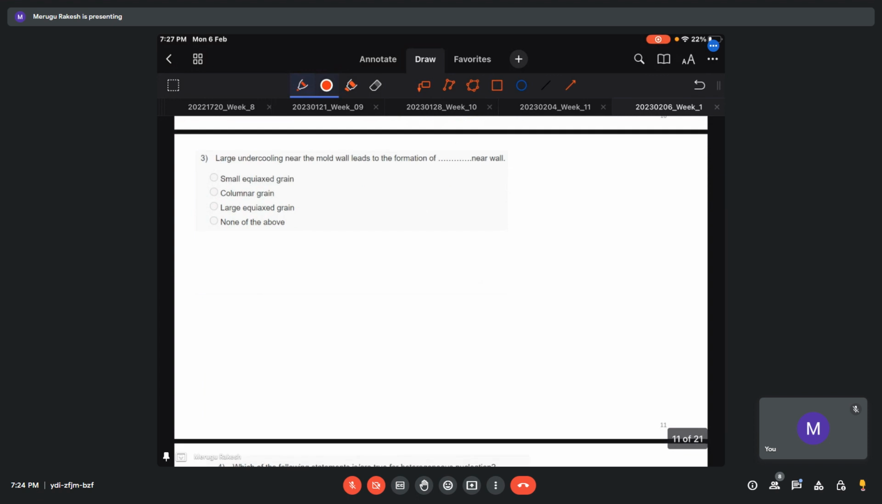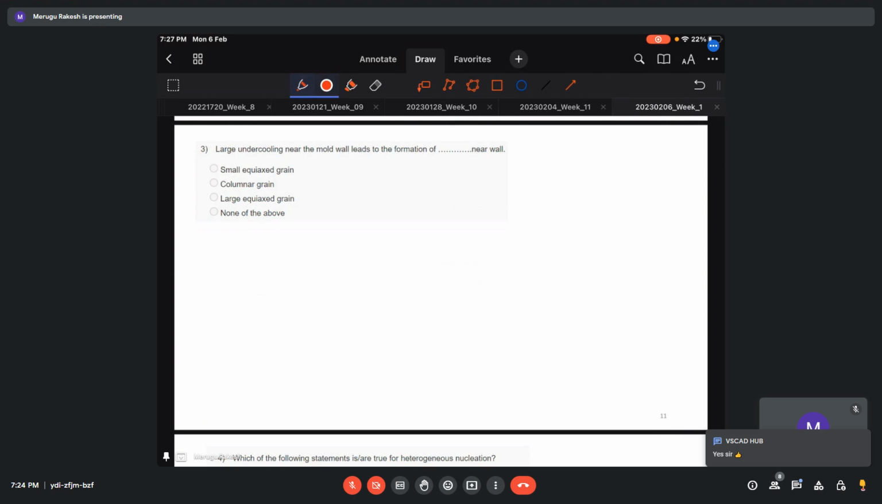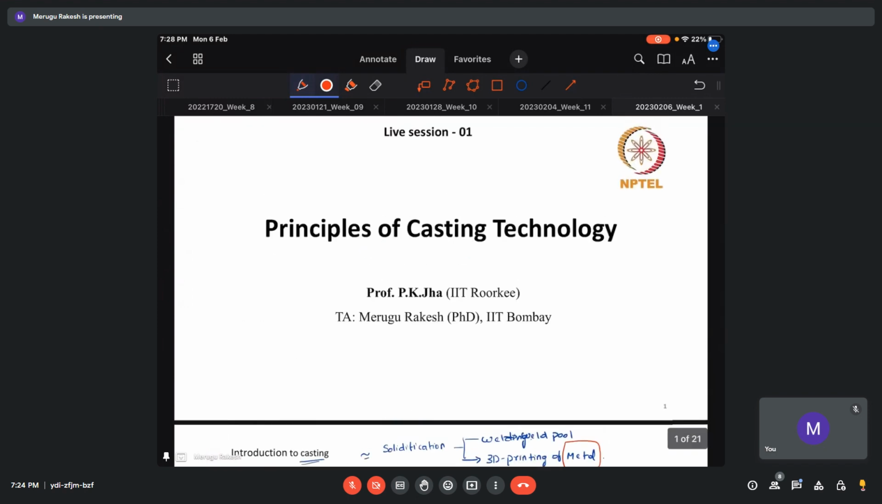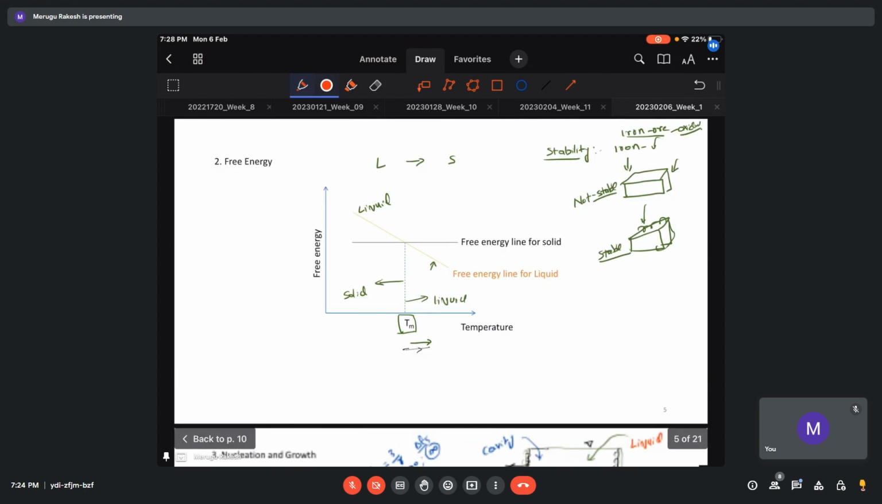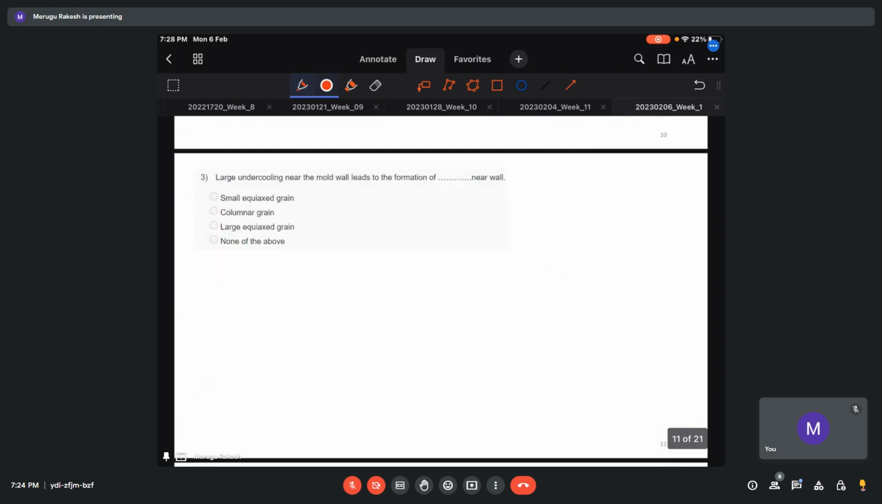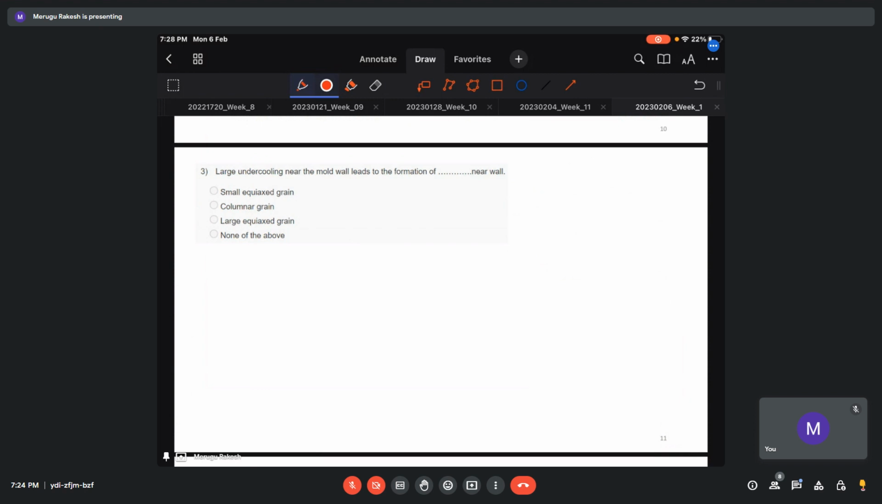Then let me see the second one. Just solve it. Next question. Okay, we have answer C. Large undercooling near the mold walls leads to the formation of small grains near the walls. The answer is B, columnar grains.